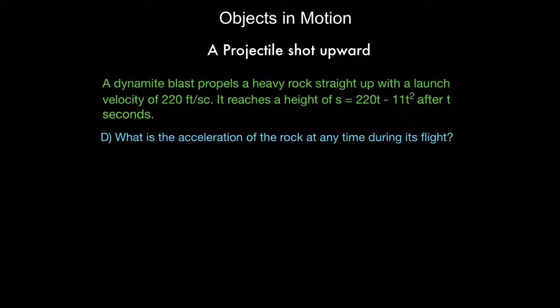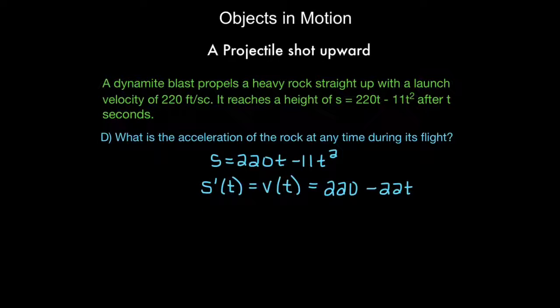Yet another question we might be asked about a problem like this is, what is the acceleration of the rock at any time during its flight? Let's take a few steps back. We started with the position function, and the derivative of the position function is equal to the velocity, because velocity is how fast position changes. And we found the velocity equation to be 220 minus 22t. And if acceleration is how fast velocity is changing, then the acceleration would be the derivative of velocity. And you can also think of it as the second derivative of position.